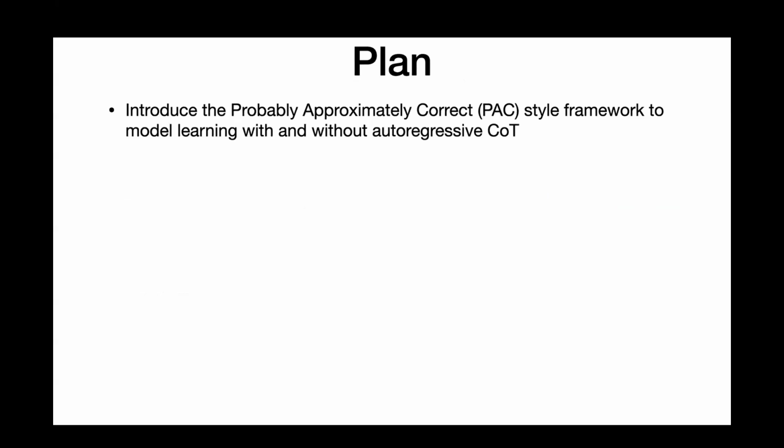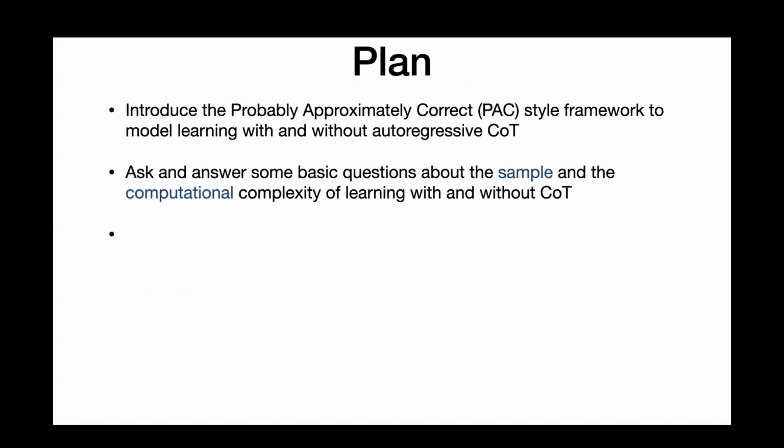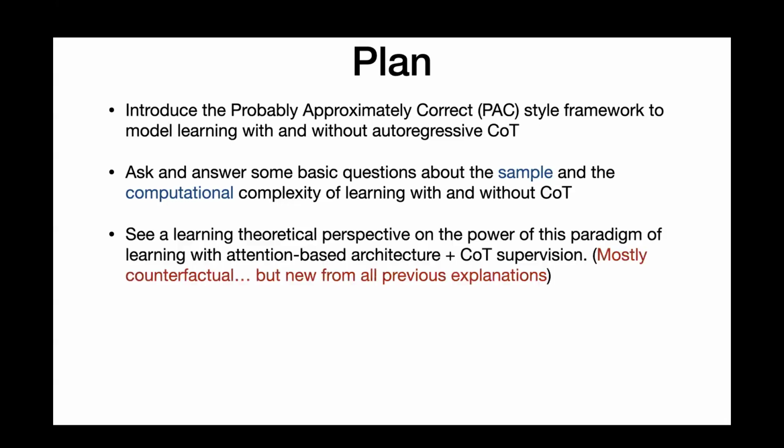So the plan is as follows. In this work we introduce a probably approximately correct, PAC style framework to model learning with and without autoregressive chain of thought supervision. Then within this framework, we ask very basic questions, mostly from a learning theoretic point of view, about sample and computational complexity of learning, both with and without CoT. And we try to contrast between these two approaches.